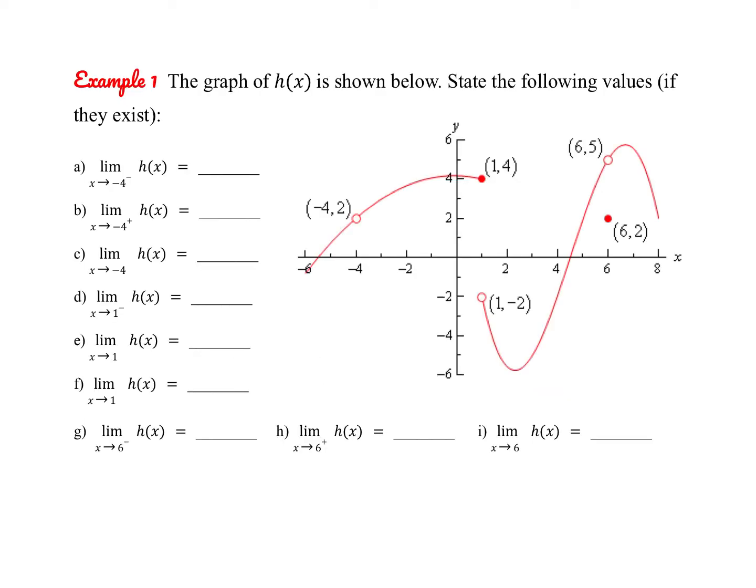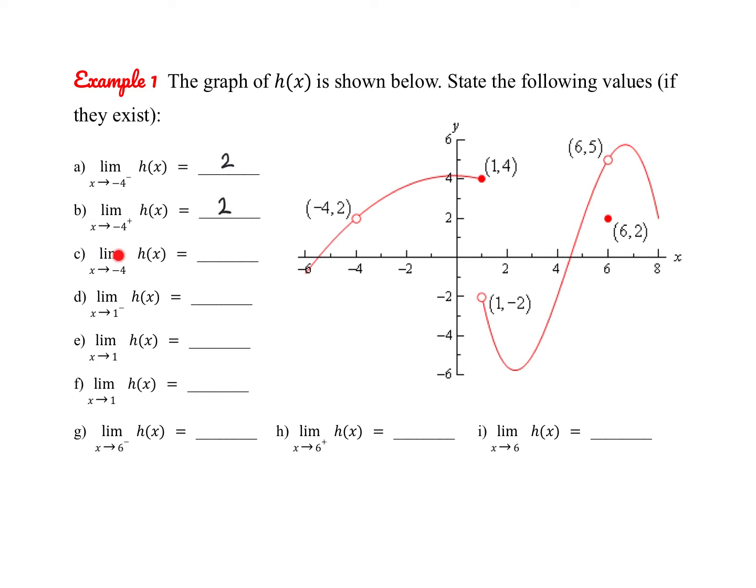Okay, so now let's try an example together. We're going to look at this graph of h of x and see if we can state these following values. For the first one, they're asking us to find the limit as x approaches -4 from the left. Here's -4, and as I approach from the left, I can see that the y value is approaching +2. Now let's do the limit as x approaches -4 from the right. Again, here's my graph. I'm going to approach -4 from the right, and our graph is also approaching 2.